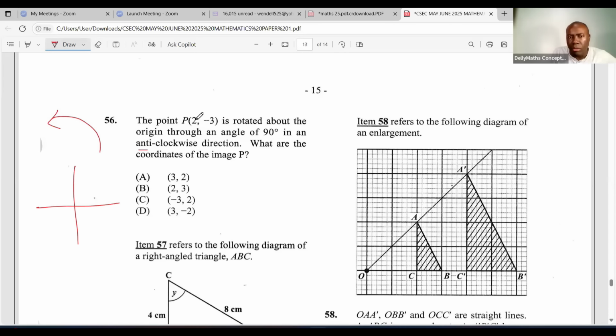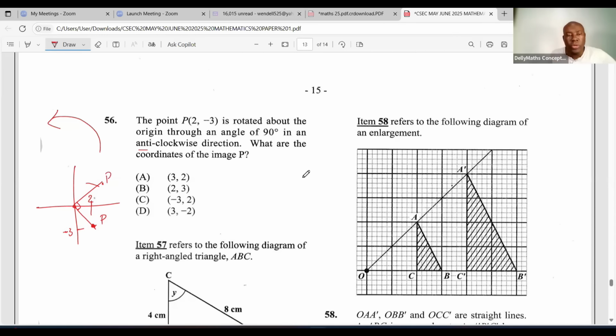So we have a point. The point is 2, -3. So you have your 2 here, -3 here. So the point is right here. That's your point P. And you're going to rotate this counterclockwise. So in a counterclockwise direction, your point is going to come up here, which is going to be a 90-degree angle. So P' is going to be somewhere here.